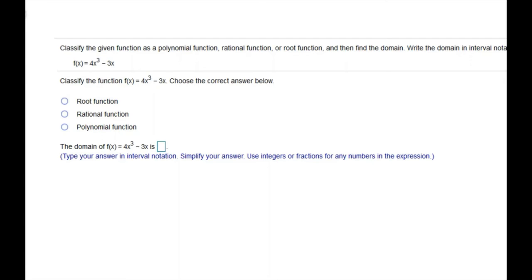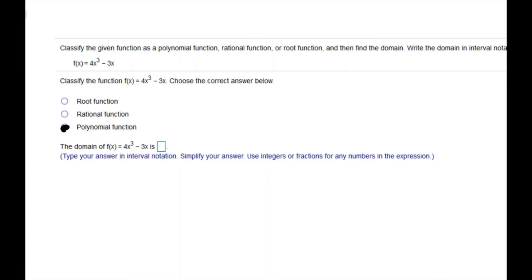And the powers on the variables are going to be whole number powers. So for this example, looking at it, I don't see any radicals and I don't see any fractions. So I'm looking at the powers on x, and I've got a power of 3 on this one and a power of 1 on this one, and those are both whole numbers. So I would classify this as a polynomial.